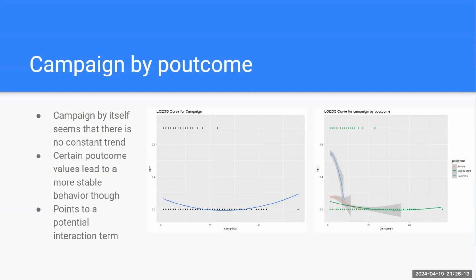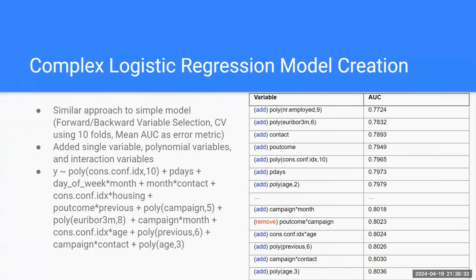However, if you look at this when compared with different P outcome values, you can see that 2 out of the 3 values are monotonically decreasing. So when you increase campaign, the number of yeses decreases. All this points to interaction terms also being useful, so we decided to use both in the model creation.